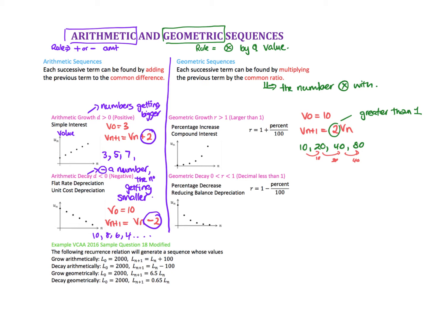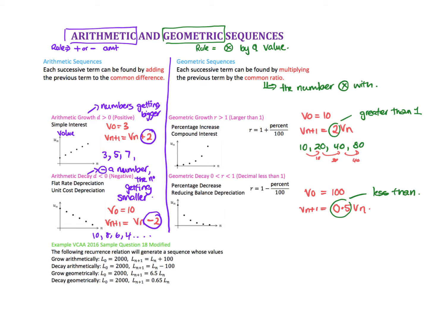Okay, if you have decay, you're still multiplying, but the rule will be multiplying by a number less than 1. So say I go 0.5 Vn. We might indicate here that's less than 1.